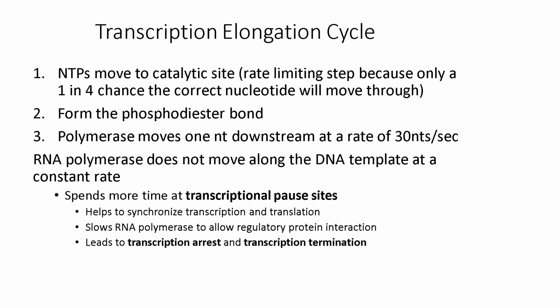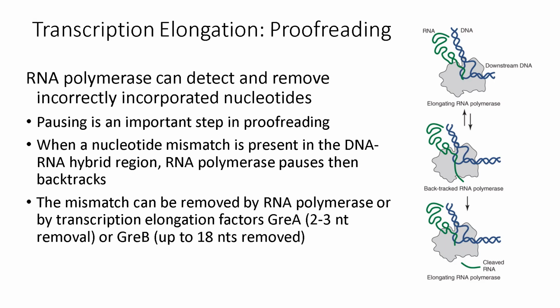Once incorporated, a phosphodiester bond is formed, and the polymerase moves 1 nucleotide downstream. Although it synthesizes RNA at roughly 30 nucleotides per second, it frequently pauses, allowing regulatory proteins to bind and coordinate transcription with translation. RNA polymerase has proofreading ability.